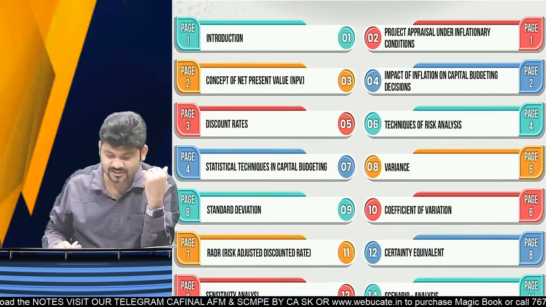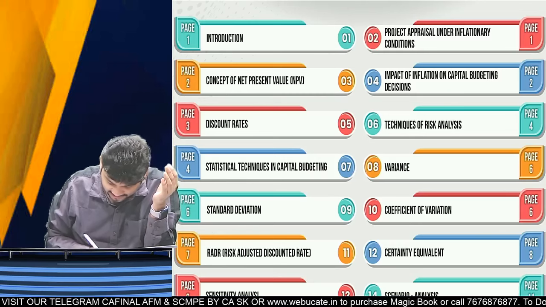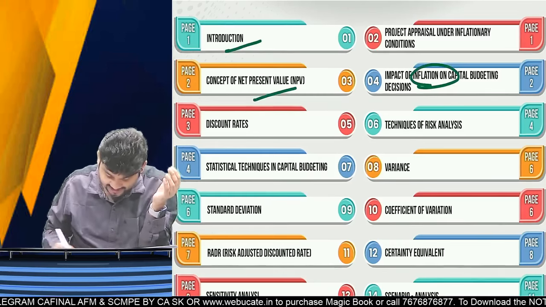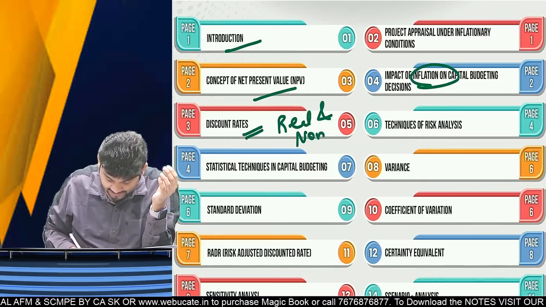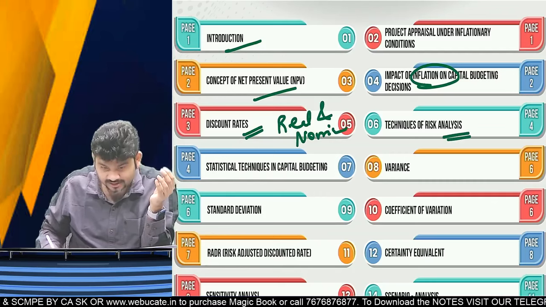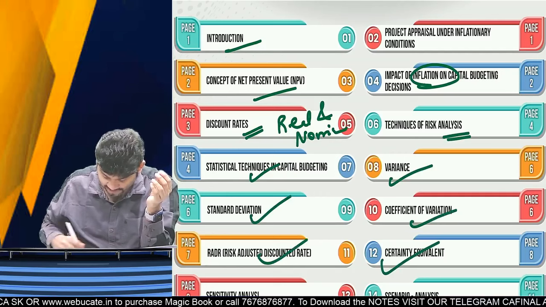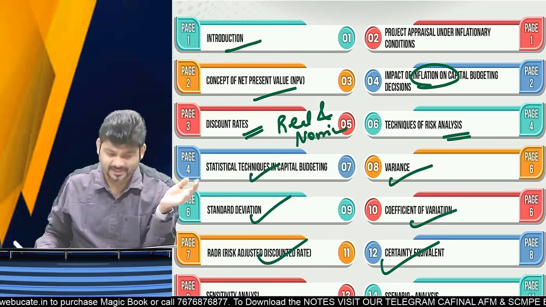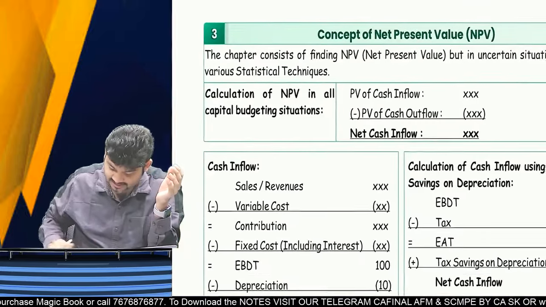If you see the index, everything will be covered in our session: the intro, NPV, inflationary conditions, discount rates, the real and the nominal discount rates, risk analysis techniques, statistical variance, standard deviation, coefficient of variation, RADR, certainty equivalent, and everything. So now, without wasting any time, let us start with the whole session.